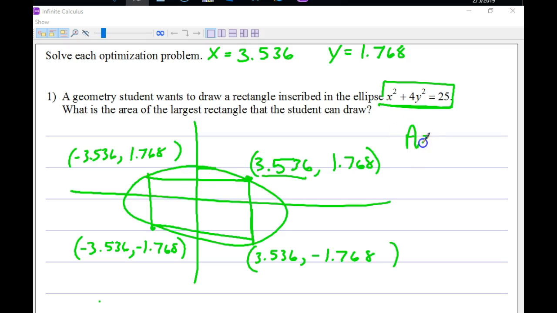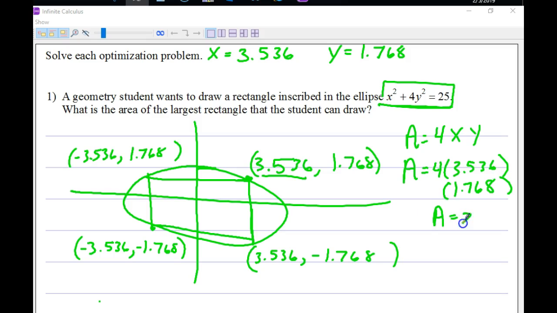Now we had our original area function. I believe we had 4xy. So if we just plug in these x values and y values, we can get our final answer here, 3.536, and I'm going to put the other one underneath because I'm out of space. But we're multiplying all three of those together. So let's go ahead and do that. Getting about 25 is my final answer.